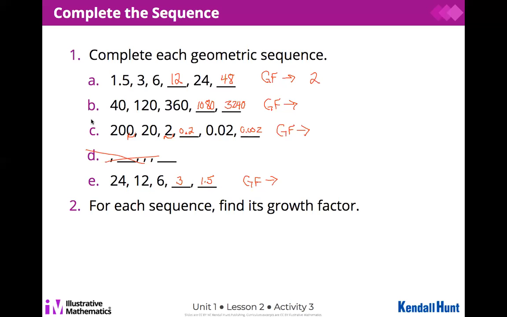All right. B, we figured out we're tripling it. So we're taking each term and multiplying by 3. So our growth factor would be 3. The harder ones are C and E because we're not multiplying by a whole number here.